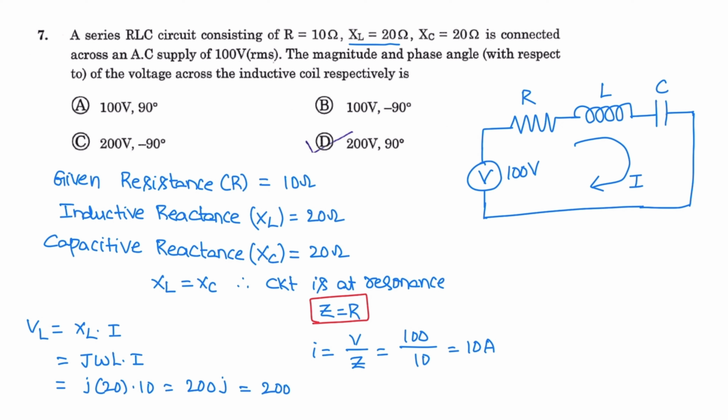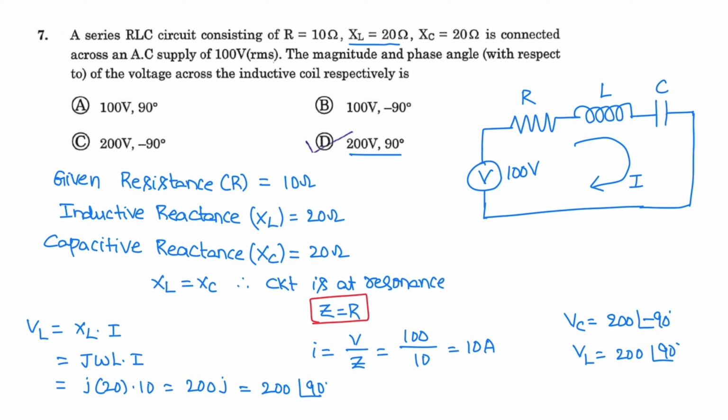If it is a capacitor, then VC, the voltage across the capacitor, is equal to 1 by jXC into I. So it will become 200 at an angle of minus 90 degrees. This is the voltage across the capacitor, and the voltage across the inductor is 200 at an angle of 90 degrees. Now the correct option is D, 200 volts. The voltage across the inductor is 200 volts, and the phase angle is plus 90 degrees. Next question.